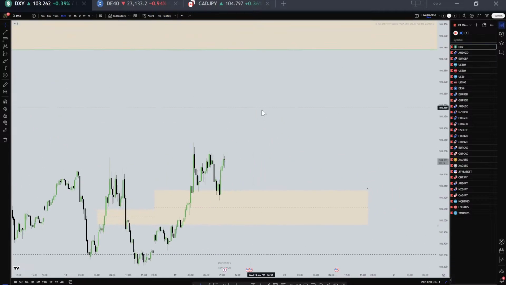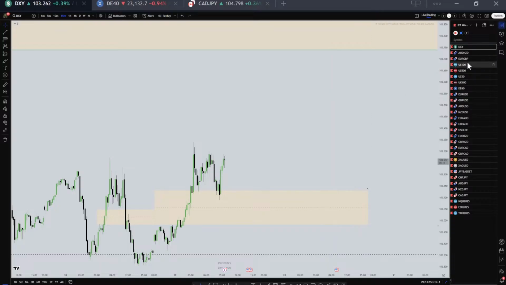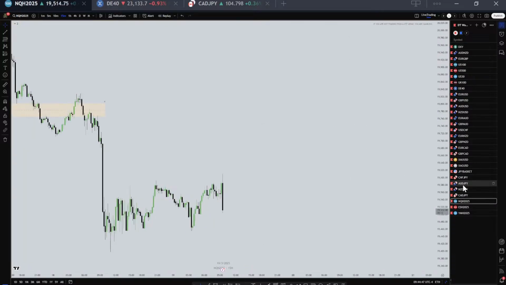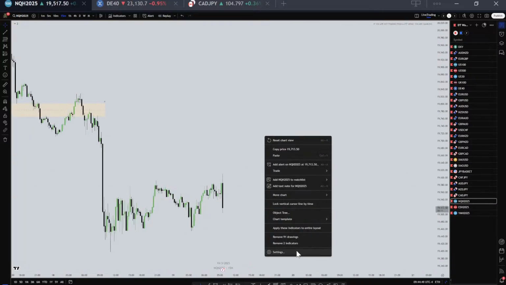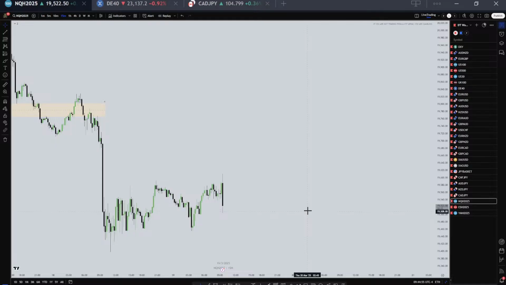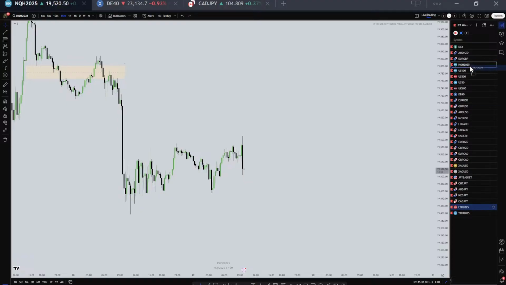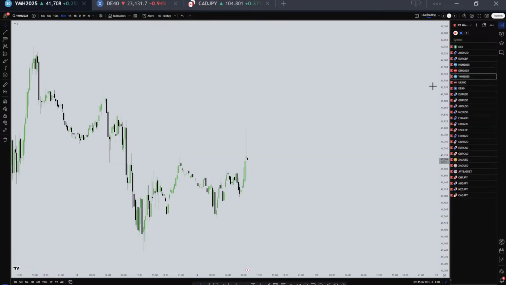Maybe update your TradingView app. It is settings, symbol, and it's only on the contracts here. NQH, symbol, electronic trading hours. Okay, cool. Now I can use them again. Legend. We appreciate it.